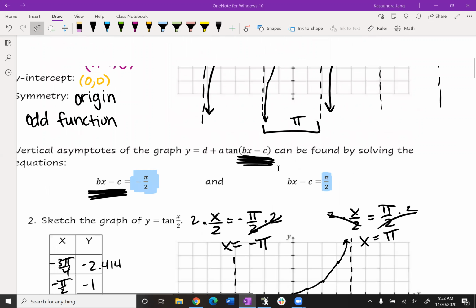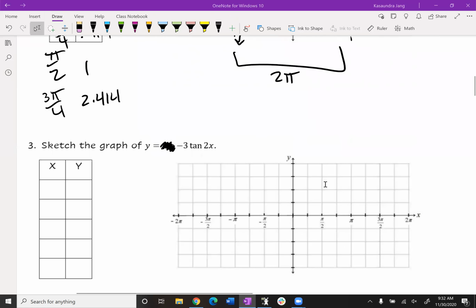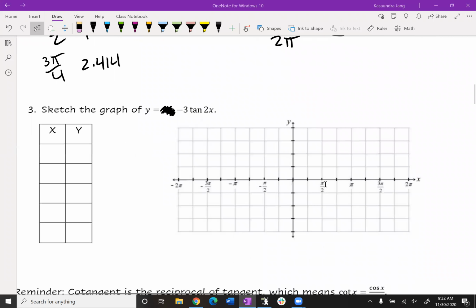All right, so Erica, you're doing like I have in blue here. So whatever you're taking the tangent of gets set equal to a negative pi halves and a positive pi halves. So Erica, do you have one of them yet? Okay.